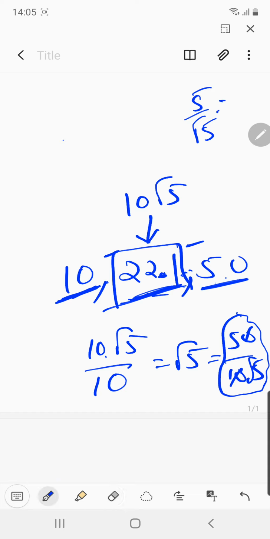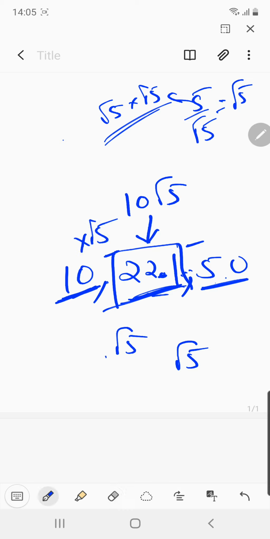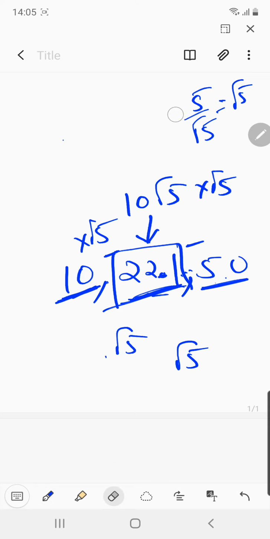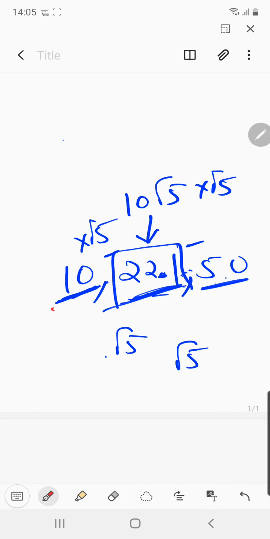root 5, because 5 is root 5 times root 5, and that is the number which, when multiplied to each of these numbers in geometric sequence, gives the next number. So 10 times root 5 is 10 root 5. First number, second number, 10 root 5 times root 5 is 50, third number, and this goes on.